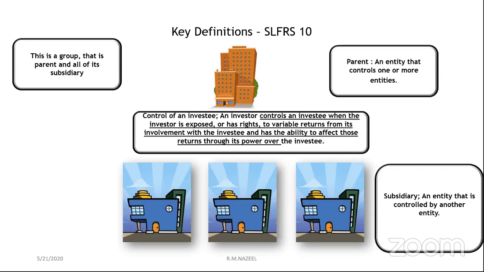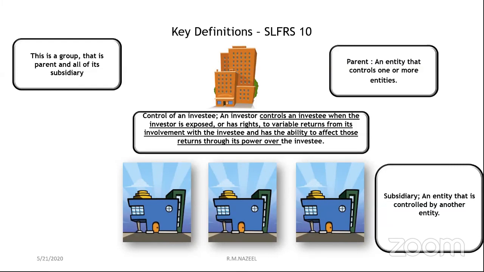An investor controls an investee when the investor is exposed to, or has the right to, variable returns. Generally, you will buy the ordinary shares to demonstrate the right over the company. Generally, if you buy a company, you will have dividends, a variable return from the involvement with the investee. When you buy the ordinary shares, you will be able to appoint the board of directors. So that is your involvement and ability to affect those returns through your power, right?